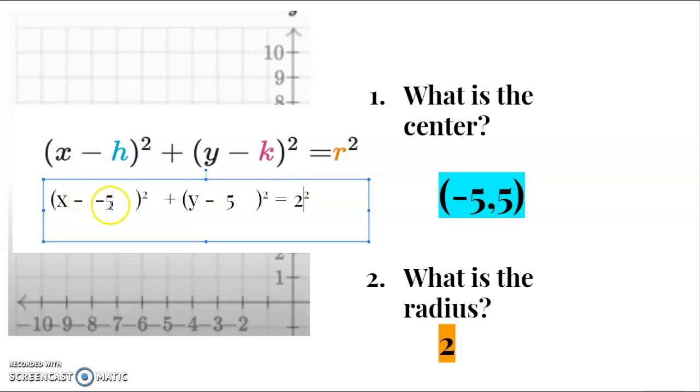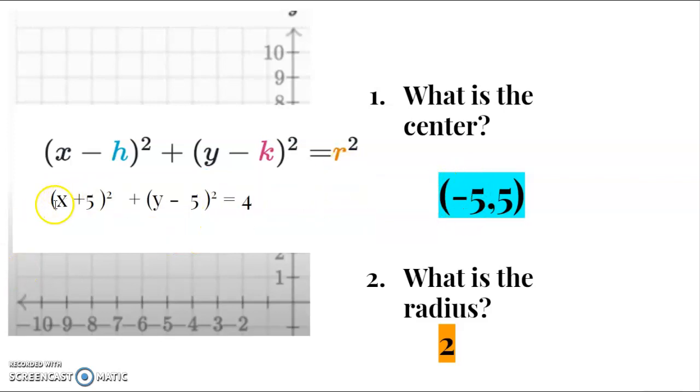x minus negative 5, we can just rewrite as x plus 5. So we switched the sign. And 2 squared is 4. So our equation is (x plus 5) squared plus (y minus 5) squared equals 4. The radius is 2 squared, 4. And our center is h, k. We switched the signs.